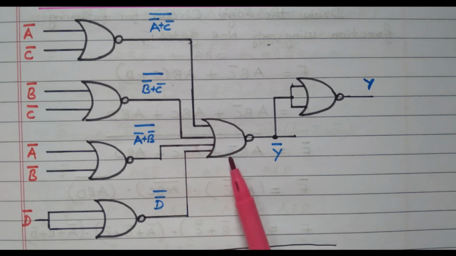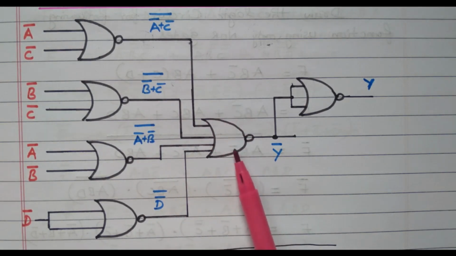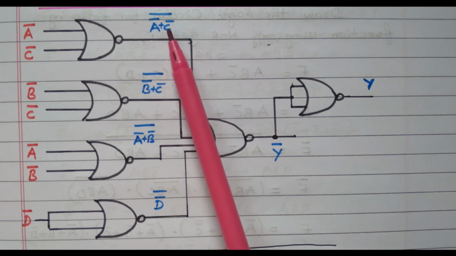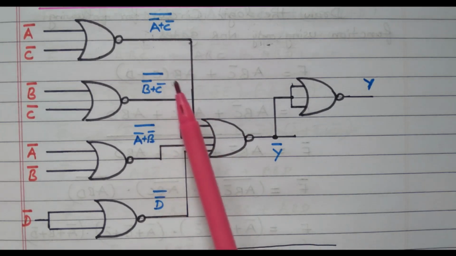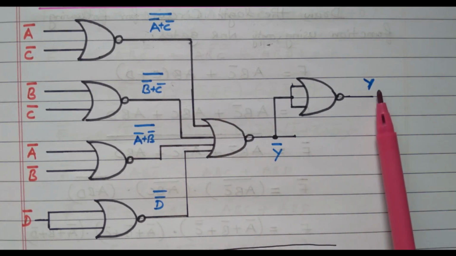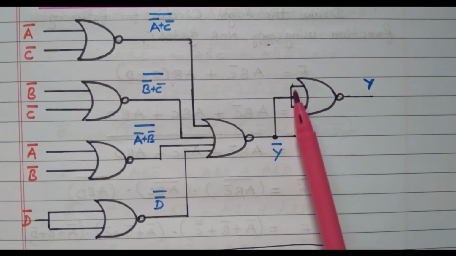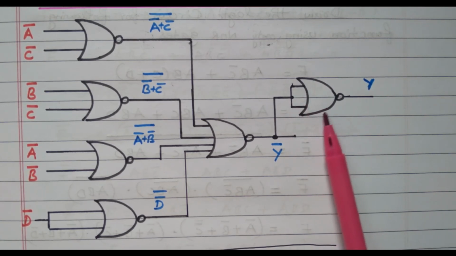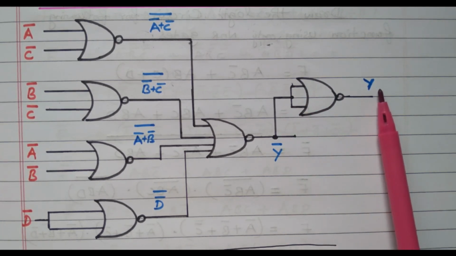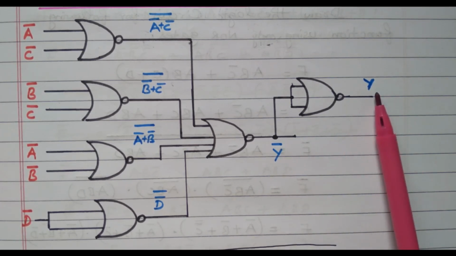That is given to another NOR gate. So this NOR gate will add all these values and make a complement, right? Everything will be added, and one more complement will be applied, so that it is Y bar. But our desired output is Y. So again we connect one more NOR gate with the common input. Common input means it will act as a NOT gate. So Y bar means it will give the output as Y. So Y is our desired output, right?